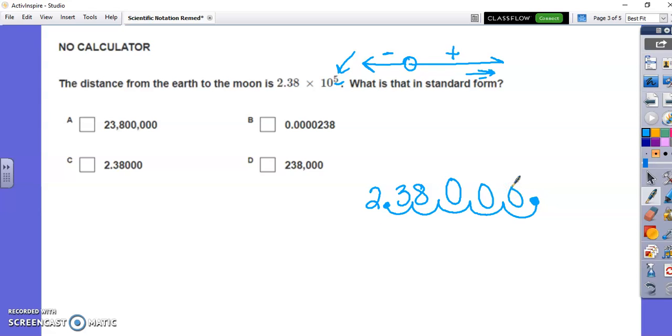And now we're going to rewrite the number because this decimal is no longer here. We have moved it to this spot. And this is our answer.